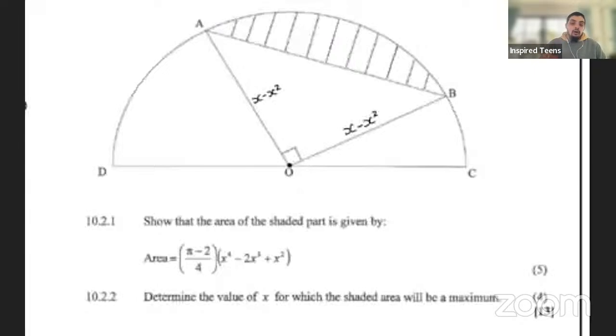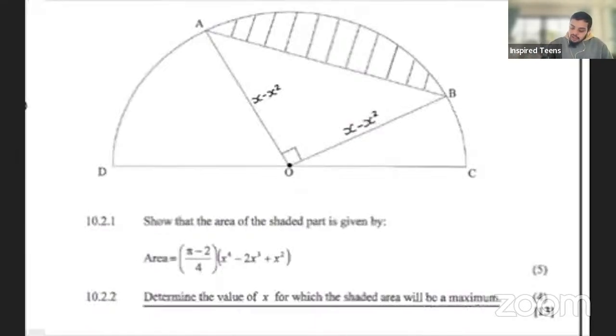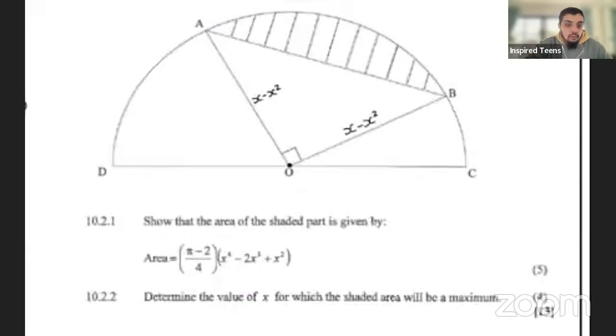Now, this is the difficult part: trying to create a formula that represents what they want the maximum of. They want us to determine the value of x for which the shaded area would be a maximum. In that case, you would have to get a formula for the shaded area so that you can derive it and equate it to 0, and that gives you the x value that creates the maximum shaded area. So that's why we have to formulate an equation that represents the shaded area.